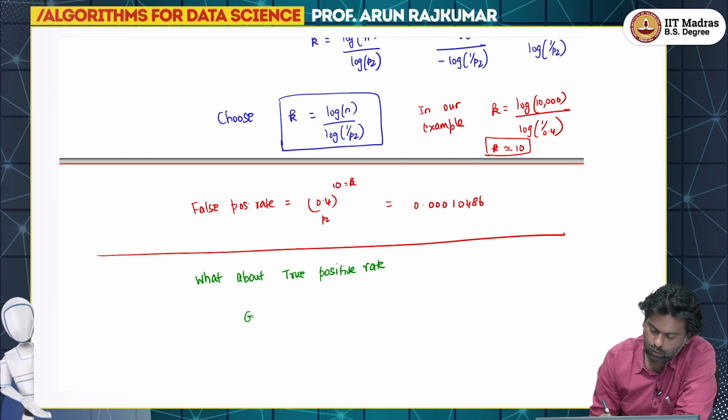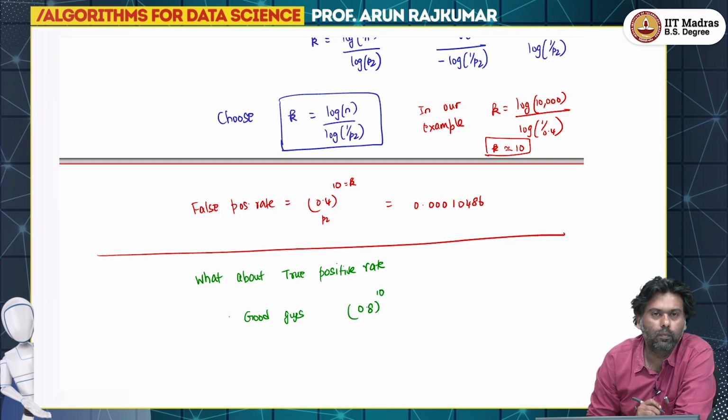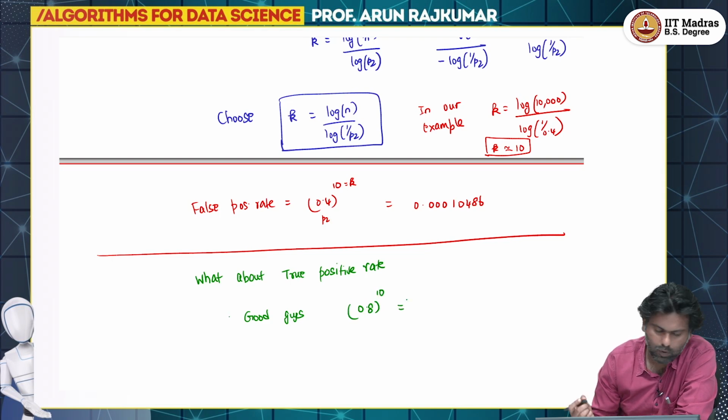So the good guys, the chance of a good guy matching now has probability 0.8 to the power 10, right. If you do the calculation, this is something like 0.1074, right. Which means what this says is that the true positive rate, TPR, suffers.